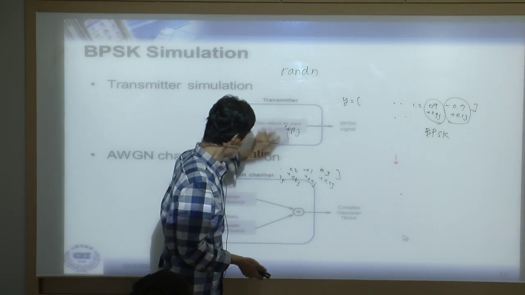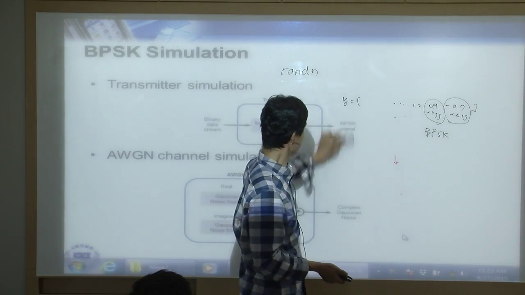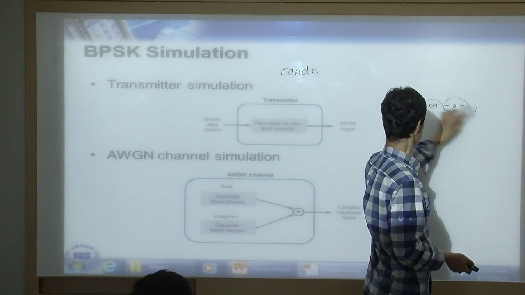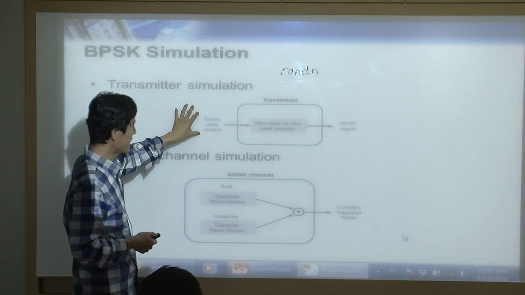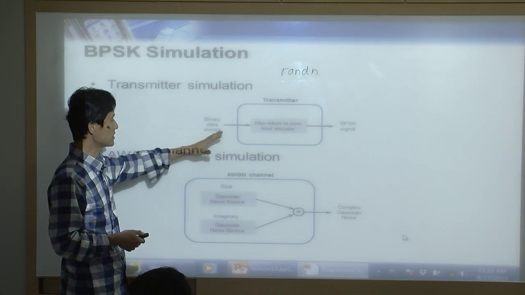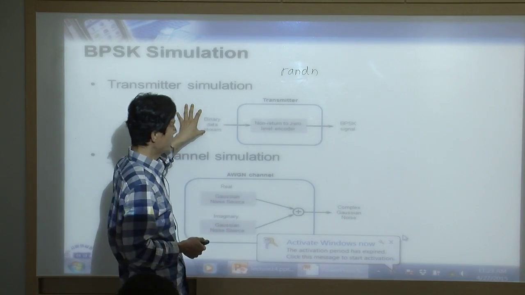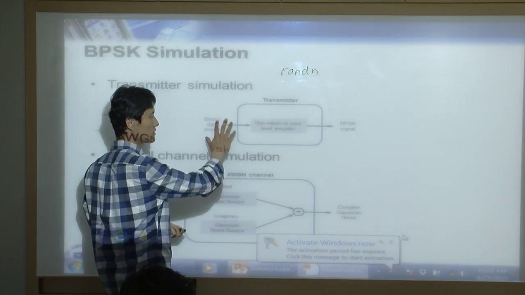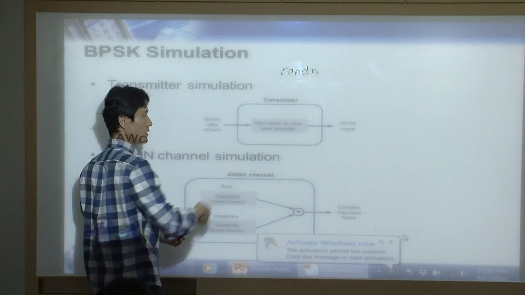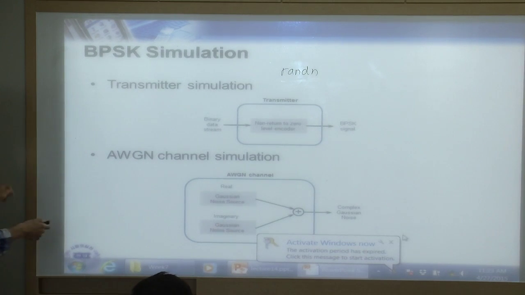And when you make the whole thing in a block diagram, this is a block diagram of a simulator. We have a binary sequence coming in, like 0, 1, 0, 1, something like this. And then we create the BPSK symbol. How to do that is, as I said, just do a mapping. So that's the transmitter.